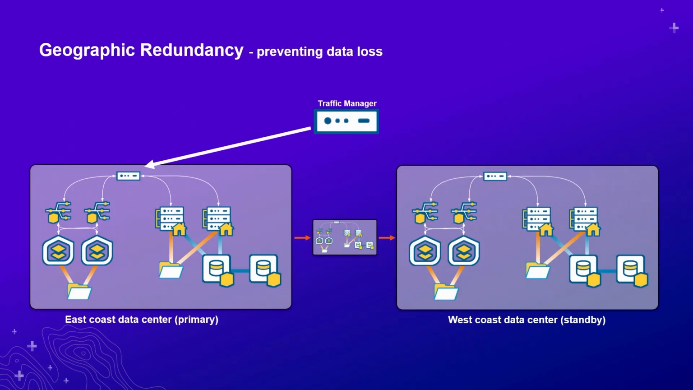So what can you do to prevent this? Again, let's take a look at that theoretical situation. You have your traffic manager sending traffic to your East Coast data center. You're using the DR tool to replicate content between primary and standby.